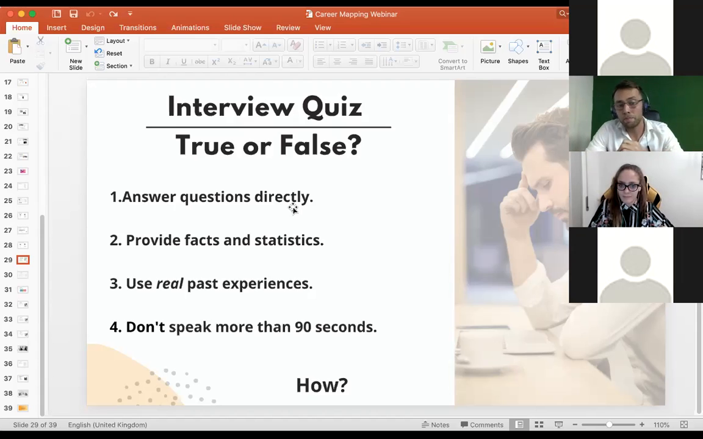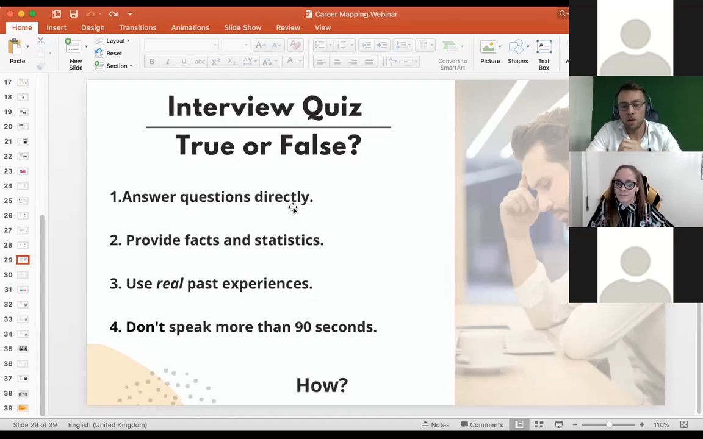Number 3, use real past experiences. Absolutely. Okay. Use your successes, your professional successes as evidence to support you in the interview, to show that you are the best candidate for the position. And number 4, it depends.